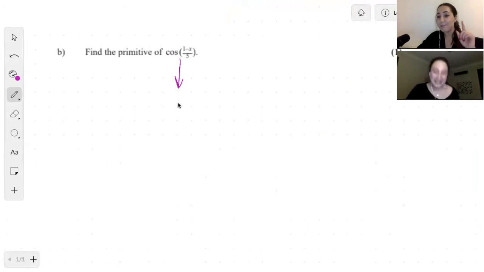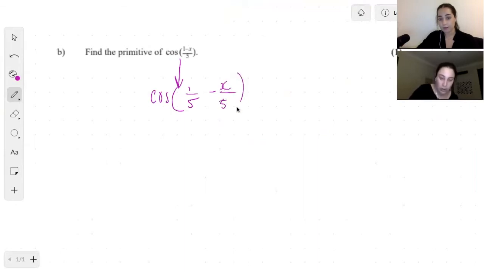Rewrite what's in the brackets into 2 separate fractions, because there's 2 terms on the numerator. Split them into 2 separate fractions. So what I mean by that is cos of 1 over 5 minus x over 5. Oh, right. Just split it up, because it's the same thing.